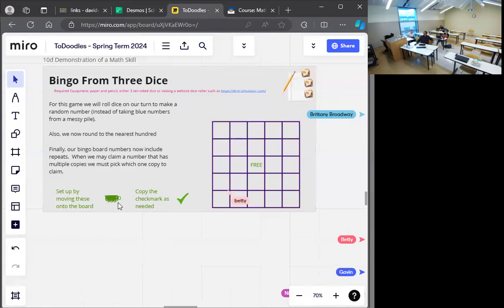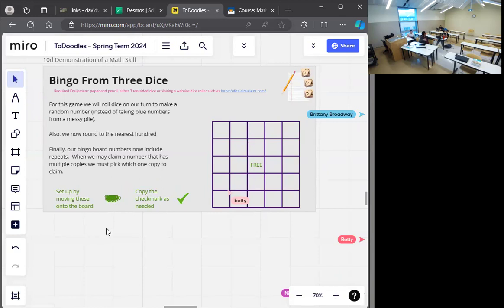So in this case, we're going to again move numbers to make a bingo board if you want to do this again. But the rule is that we're going to claim the nearest, now rounding to the nearest 100, not 10, just to have variety. And we're going to pick the closest number. There might be multiple copies of the same number on the bingo board. You might have 2 300s, for example.